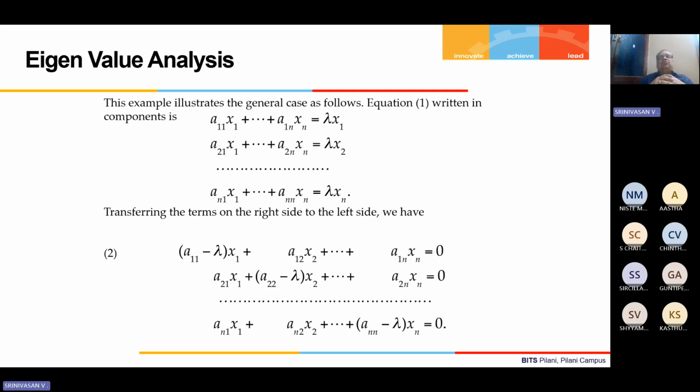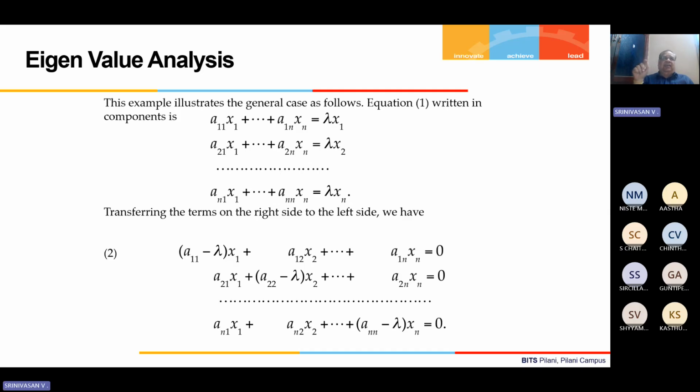Now, where do you get this equation and how do you form the characteristic equation of the matrix? Let us see all those things. We are already familiar with a system of n linear equations in n unknowns. Okay, so let us now write. This example illustrates the general case as follows.